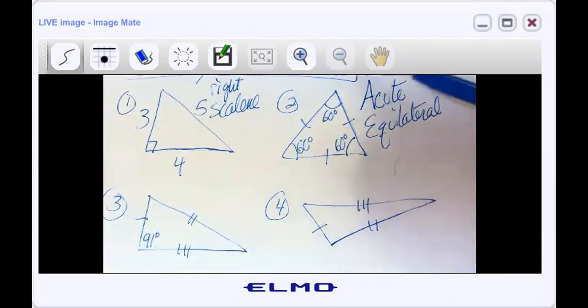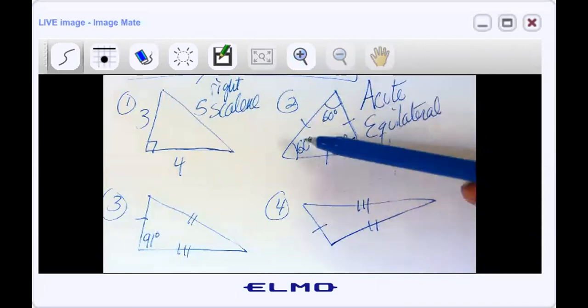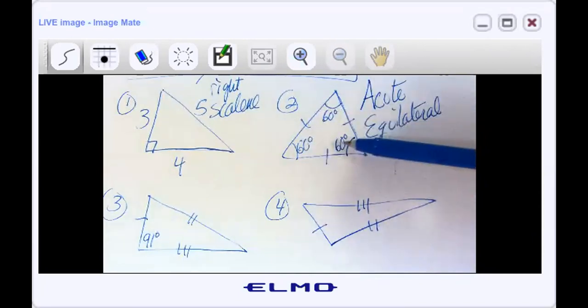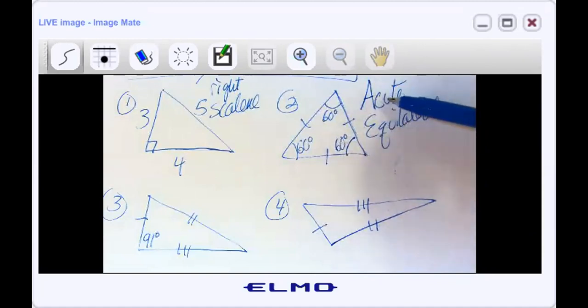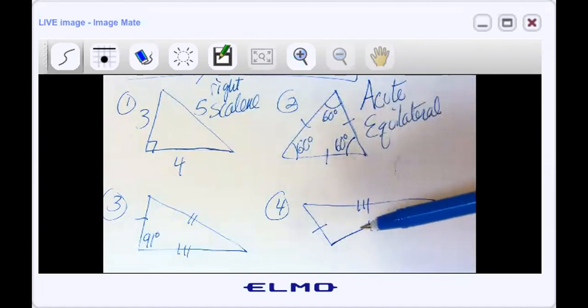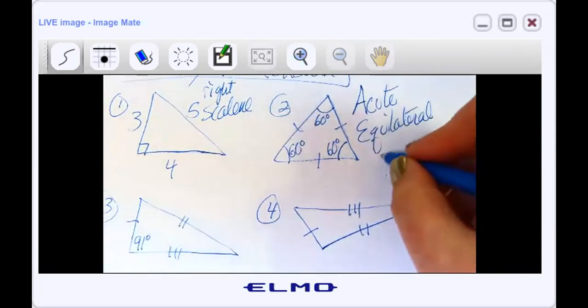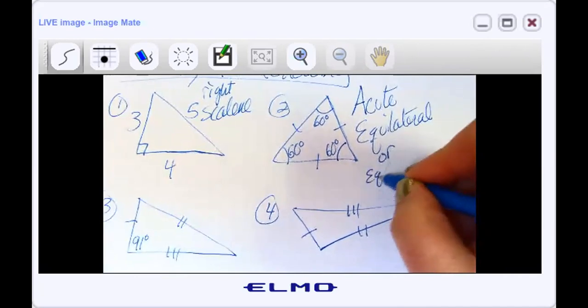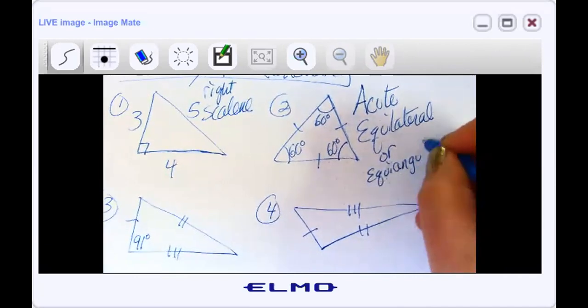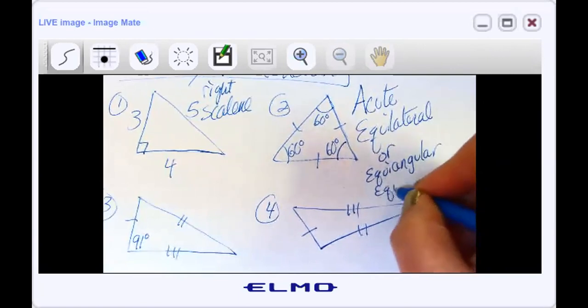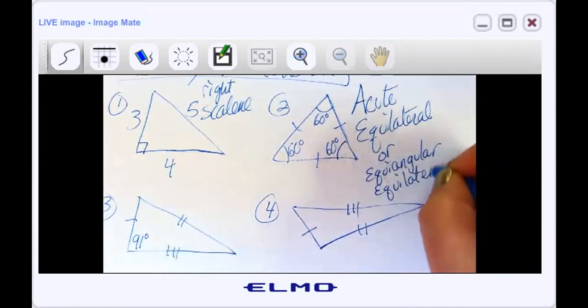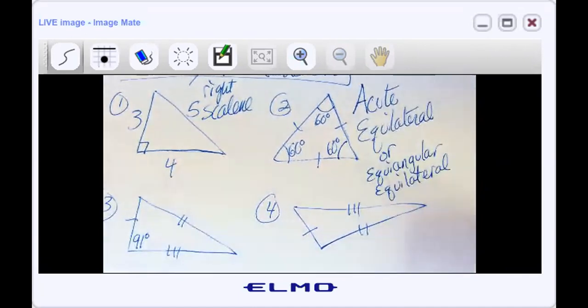If you ever see this, if you do have all 3 angles the same, there is another word that you can use instead of acute. It's equiangular. Isn't that fancy? Equiangular. Because acute just means all of them have to be less than 90. If they happen to all be the same, you can use that word equiangular. So I'll even put that, or equilateral. That's kind of neat. So all 3 angles the same, equiangular.